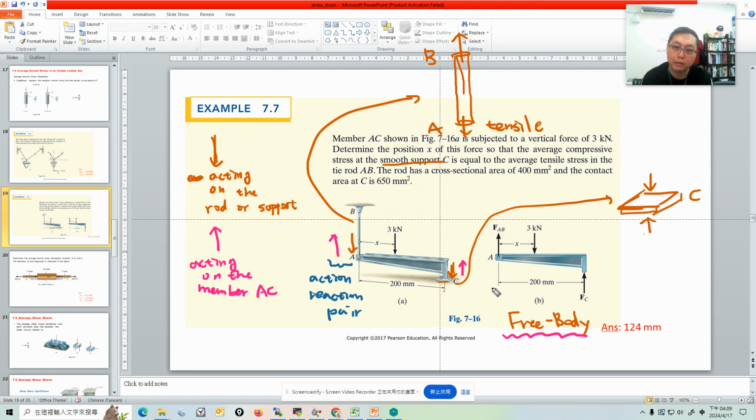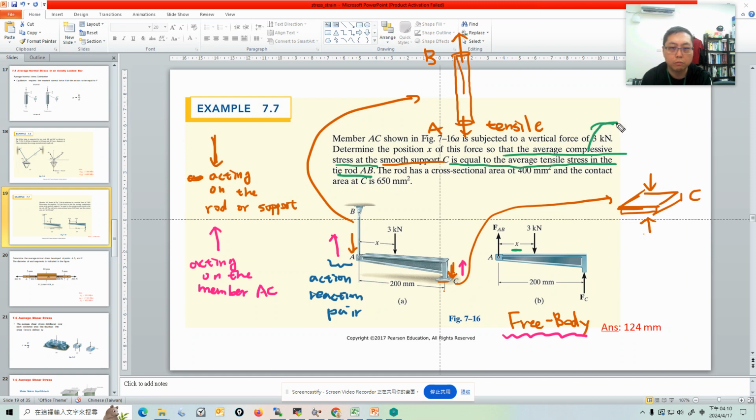We need some explanation in this. So let's start with this problem. Jose wants to find the distance x here, and this distance will make the average tensile stress in the rod AB equal to the average compressive stress at C. So what does that mean? Very simply speaking, the problem just gives us this condition.